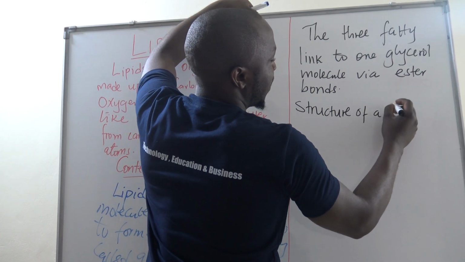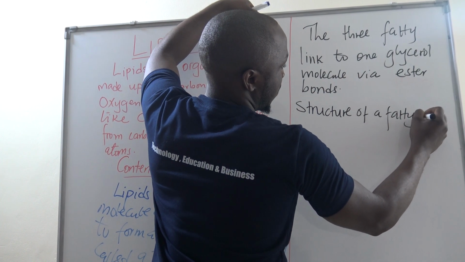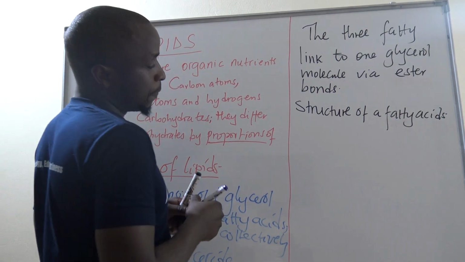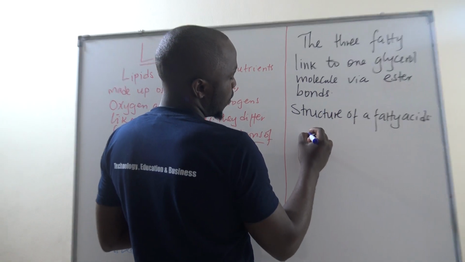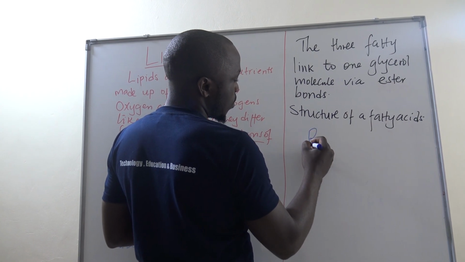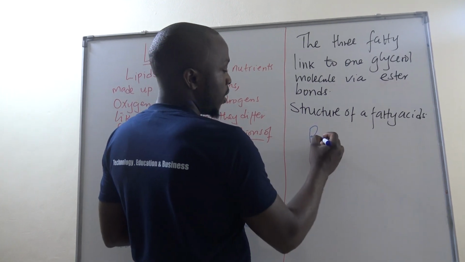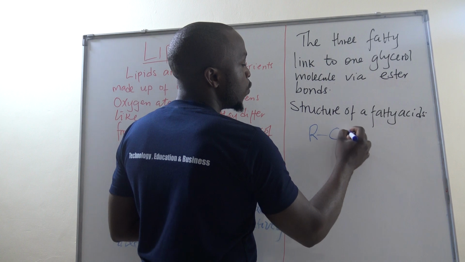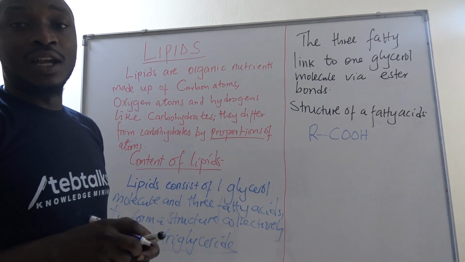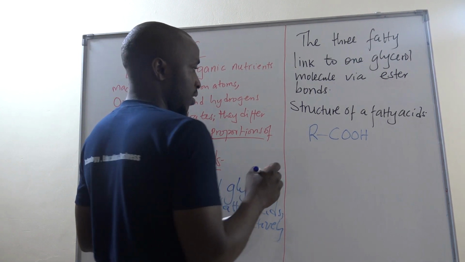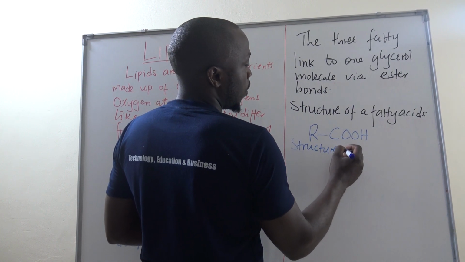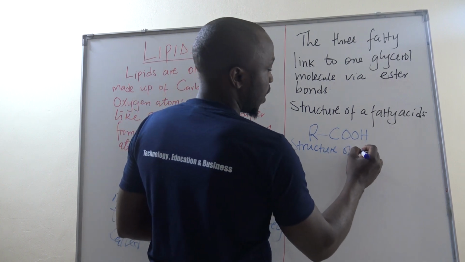So you can look at the structure of a fatty acid. Fatty acids consist of an alkyl group, and the functional group of carboxylic acids. So collectively, fatty acids are carboxylic acids. Then the structure of a glycerol.